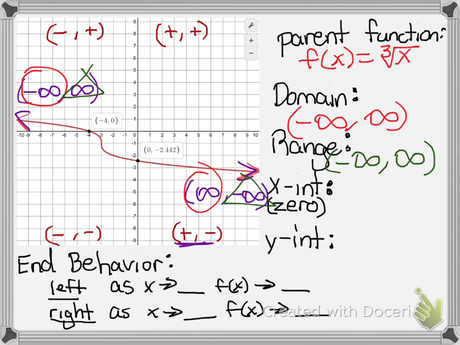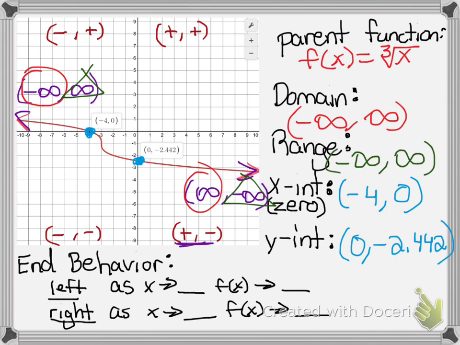Now, to find the x-intercept, I need to look at the x-axis and find where the graph crosses over it. As you can see, it crosses over at this point. Since it's already been labeled for me, my x-intercept will be negative 4, 0. To find my y-intercept, I'll look at the y-axis and see where it crosses over. As you can see, it crosses at that point. It's been labeled for me, so it'll be 0, negative 2.442.